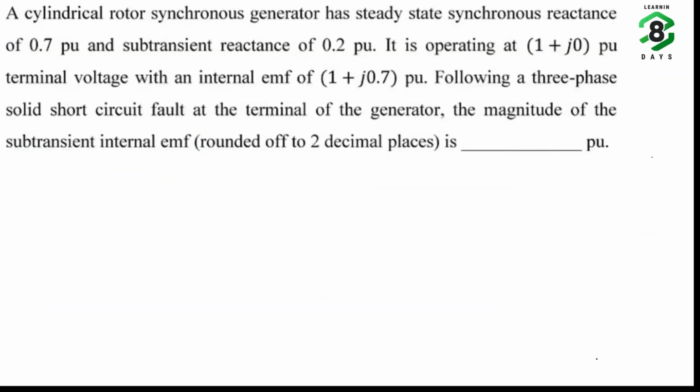It is a GATE 2020 question. A cylindrical rotor synchronous generator has a steady state synchronous reactance of 0.7 per unit and a subtransient reactance of 0.2 per unit. Please someone mute yourself. And jXd double dash value is j0.2 per unit. That is the data he has given.